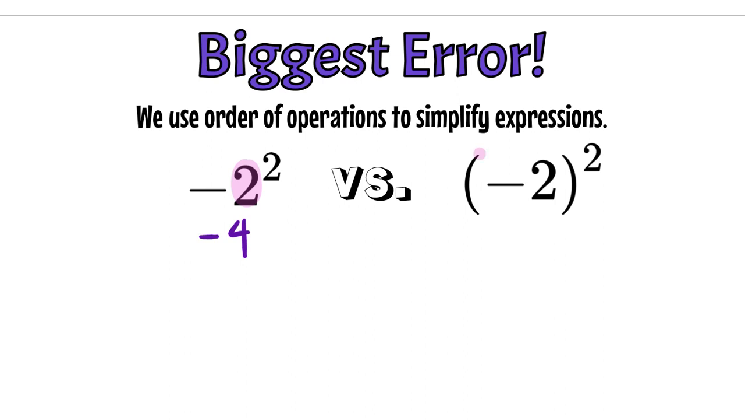In the second example, notice that we have a set of parentheses, which means that everything inside of these parentheses is being squared. So -2 quantity squared means -2 times -2. And we learned previously that negative times a negative is equal to a positive, right? -2 times -2 is positive 4. So please be careful and don't make this mistake.